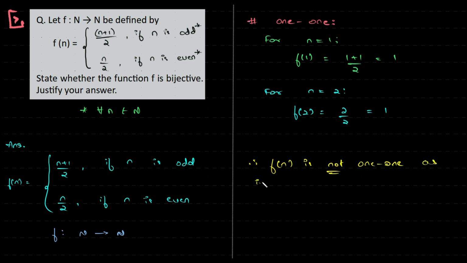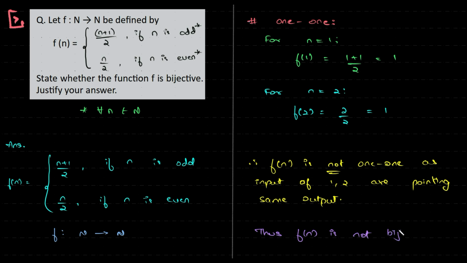as inputs 1 and 2 are pointing to the same output, and thus f of n is not bijective. So this would be your answer for the given question.